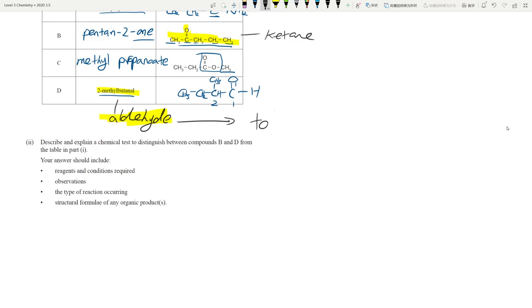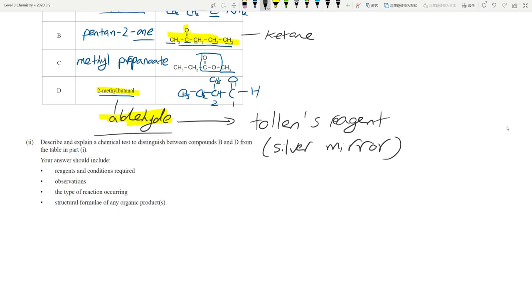my go-to distinguishing test is Tollens reagent, which is the silver mirror test. Because if you put Tollens reagent with an aldehyde, the aldehyde will be oxidized into a carboxylic acid, because an aldehyde is a very, very strong reductant. So it really wants to oxidize. Whereas a ketone, in comparison, can't be oxidized any further.